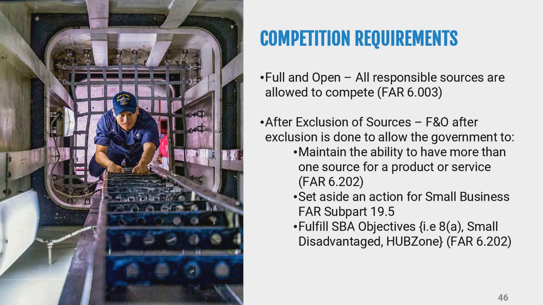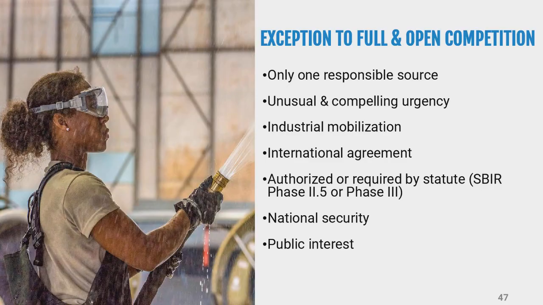And then competition requirements. So the government has a general rule that all competitions will be full and open, which means all eligible contractors have the ability to compete. Now, full and open competition is a concept and has several different implementations depending on what part of the FAR you're using. It's not an exception, it's full and open after the exclusion of sources, where the small business community gets set aside, where large businesses are shut out, and then the full and open competition happens within that community.